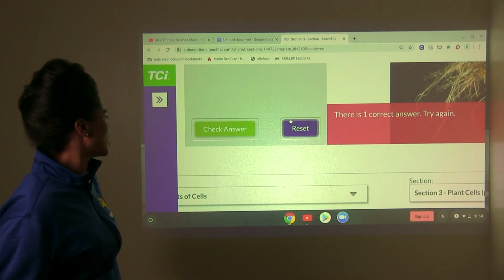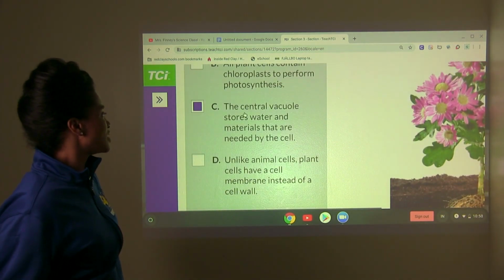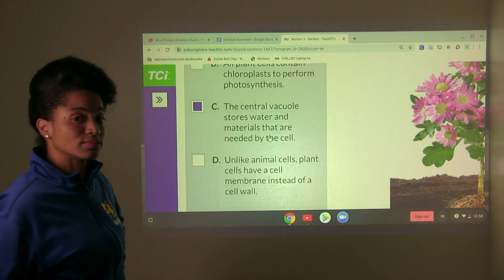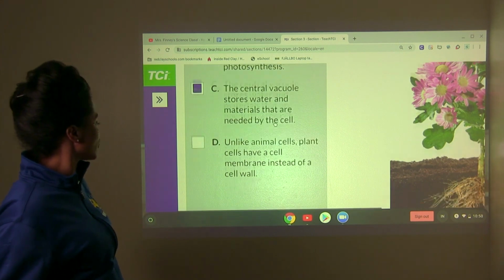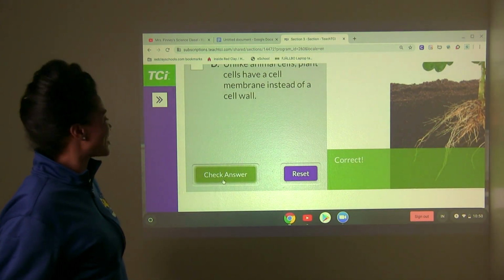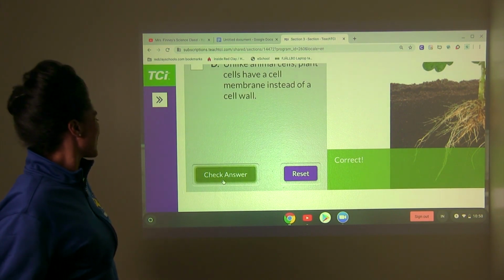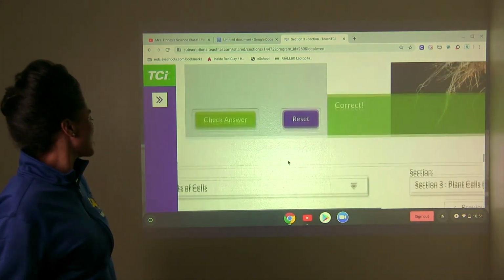Definitely not that one. All right, let's try C. The central vacuole stores water and materials that are needed by the cell. Want to try that one? Okay, all right. See what you got here. True or false? Here we go. Bingo. Good job. All right. And so that would be our correct answer for the check for understanding.